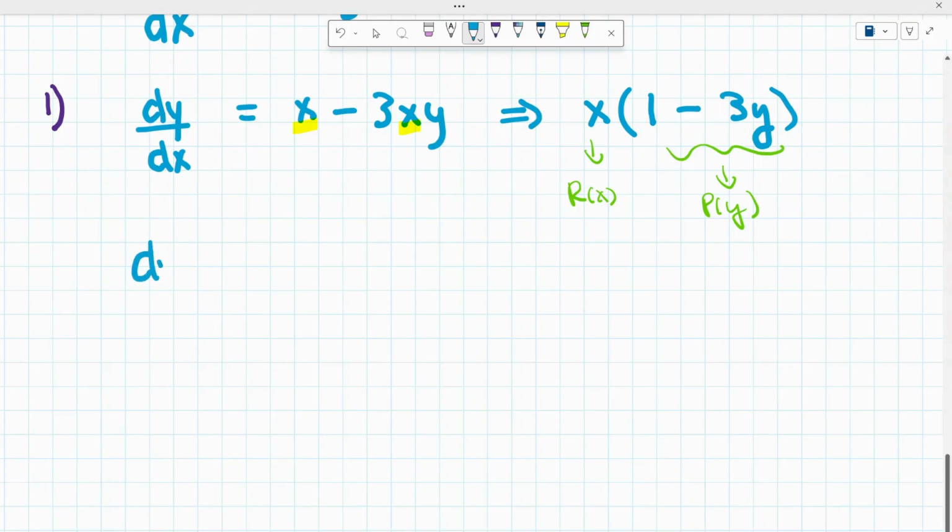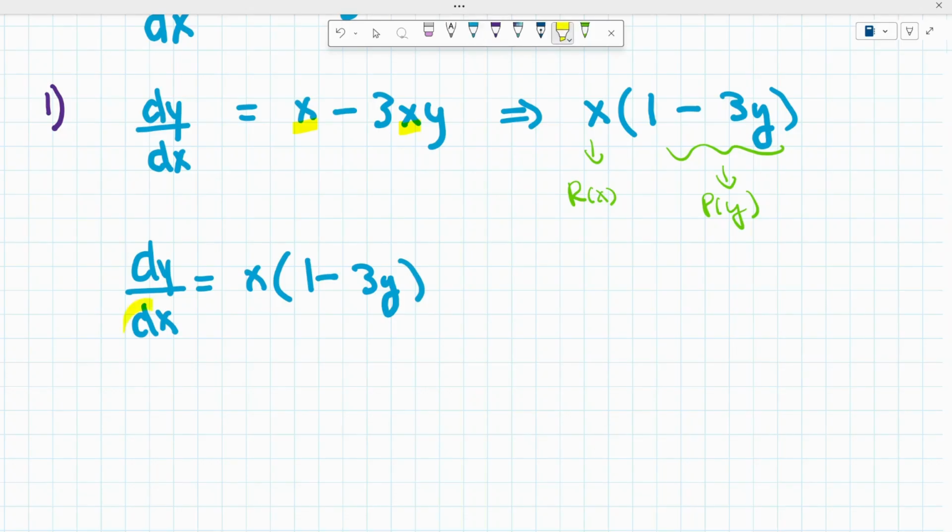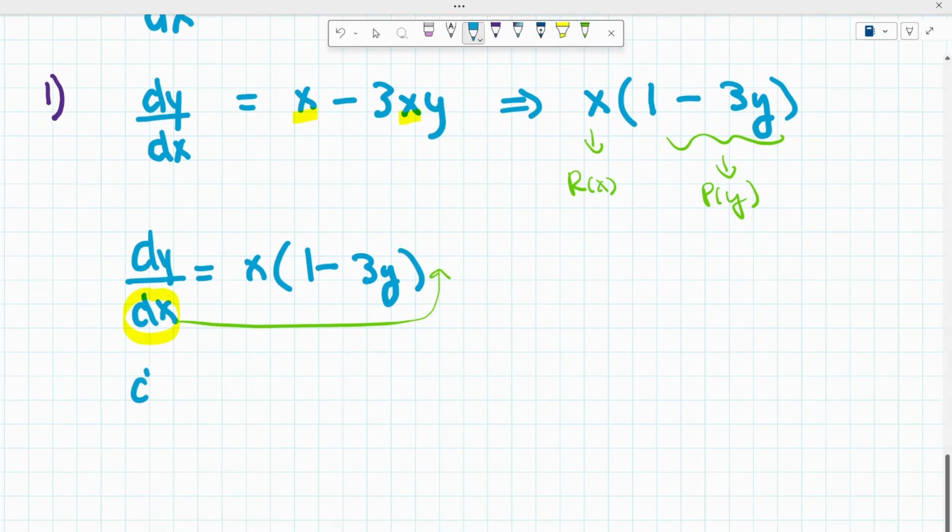So right now we're at dy/dx equals x times (1 minus 3y). Let's now take this piece over here and multiply it on both sides of the equation. That will give us dy equals x (1 minus 3y), all multiplied by dx.